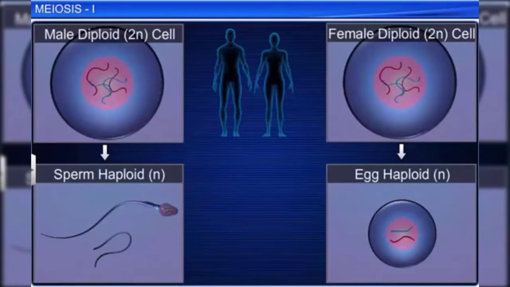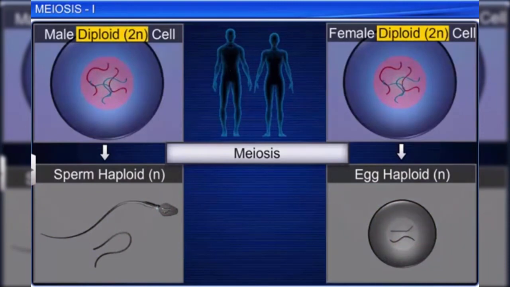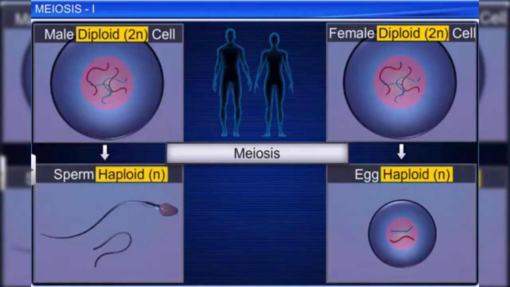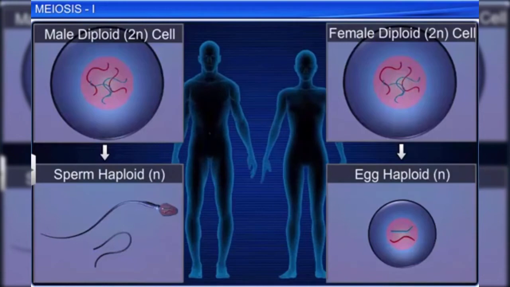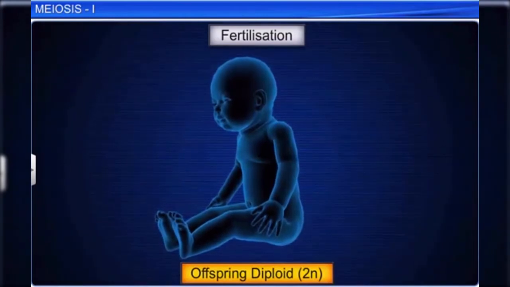In sexually reproducing organisms, meiosis results in the formation of sperm cells and egg cells. Cells that undergo meiosis are diploid with 2 sets of chromosomes. However, these diploid cells, after meiosis, produce haploid cells with 1 set of chromosomes. Later, during fertilization, these haploid cells fuse to form a diploid offspring. Thus, meiosis helps maintain the chromosome number in a species.